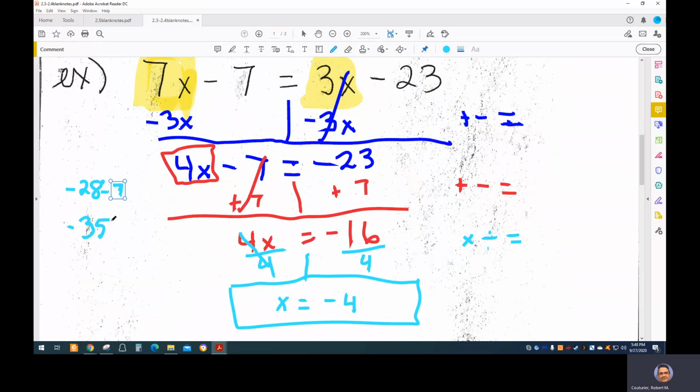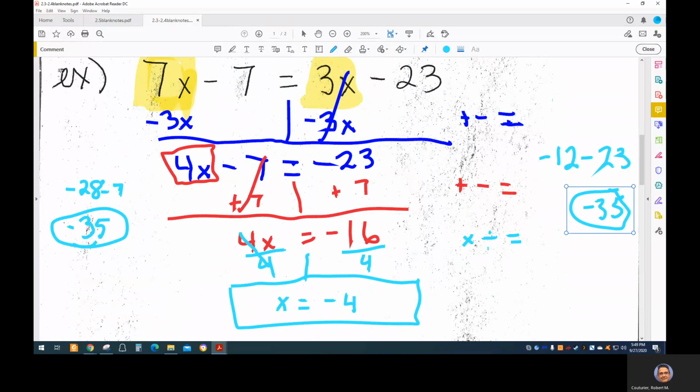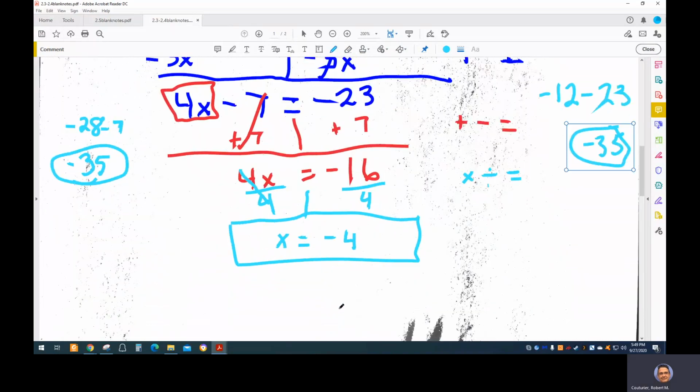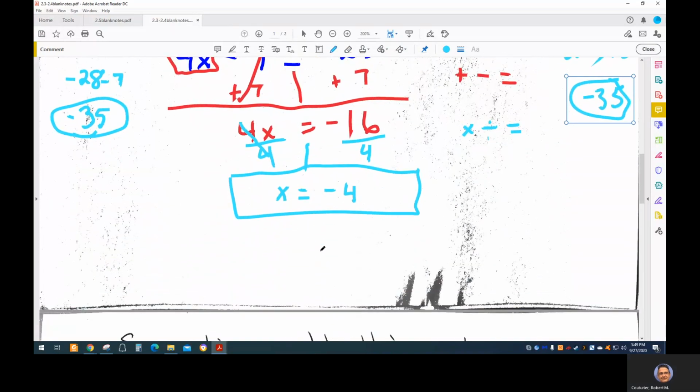This side gives us a negative 35. And you're taking a negative 4 over here. So you're doing negative 4 times 3 is a negative 12, minus 23. So 3 and 2 is 5, 2 and 1 is 3, and it's negative. Notice how they equal each other. Therefore, we have the same answer. We've checked our work.